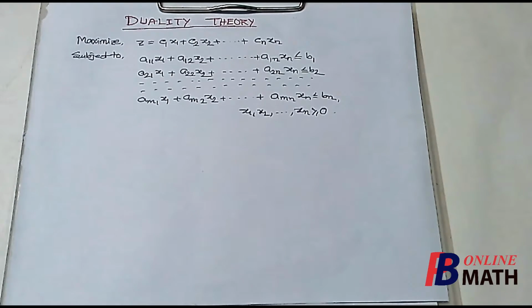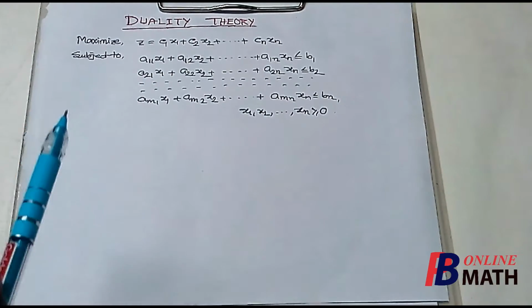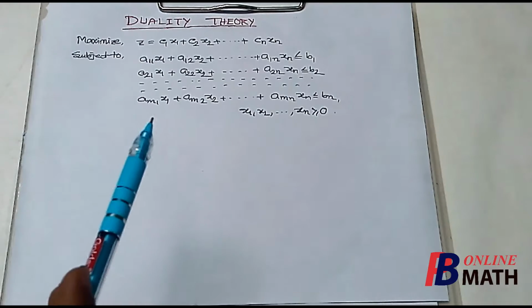Actually, for linear programming problem, for each problem there exists one dual problem. The actual problem is known as primal problem. So in duality theory, we find the dual of a primal problem. Now let us consider one primal problem, a maximization linear programming problem given by this. So it is maximize z equal to this, subject to these m constraints.